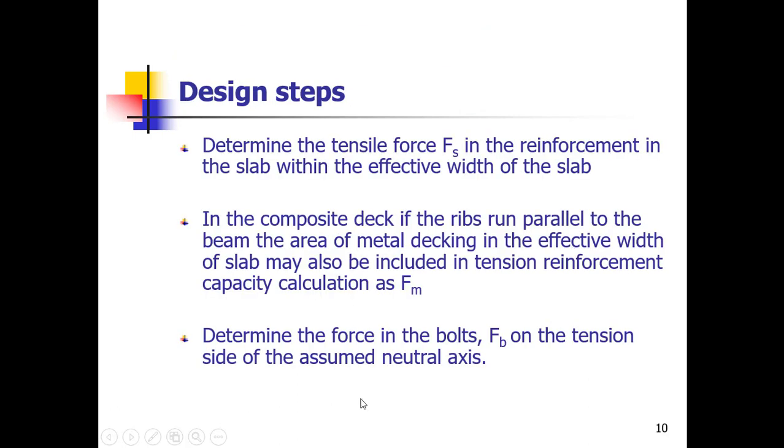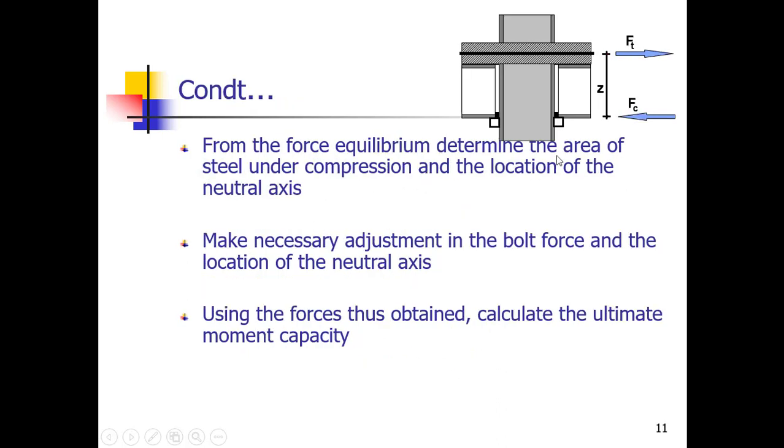While doing any composite design, the following steps should be followed. First, we have to determine the reinforcing steel capacity at the connection end. Then, if the decking sheet is provided along the length of the beam, the tension capacity of the decking sheet also has to be taken, which is equal to Fm. Then we look at the forces in the bolts, especially in the tension zone, by assuming a suitable neutral axis. Then we draw the free body diagram, draw the stress block, and identify the region where the connection is going to be subjected to compression. Based upon that, you locate the neutral axis and make a suitable arrangement for the bolt forces. Necessary assumptions have to be made.